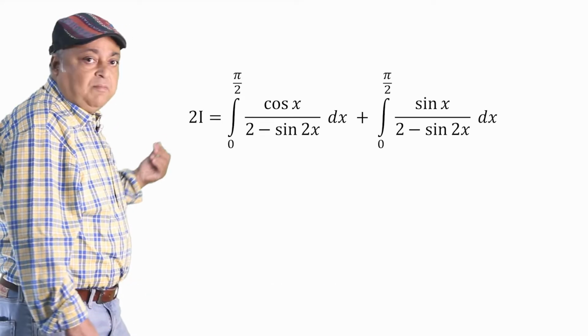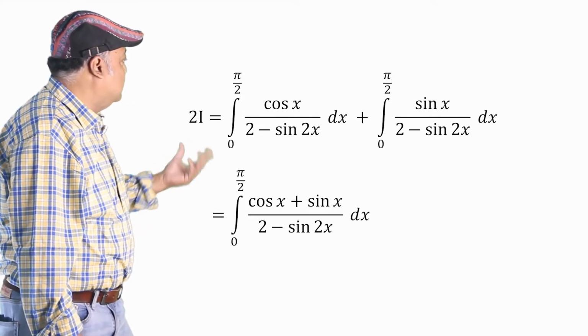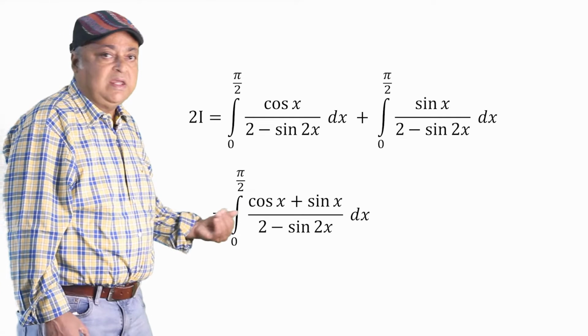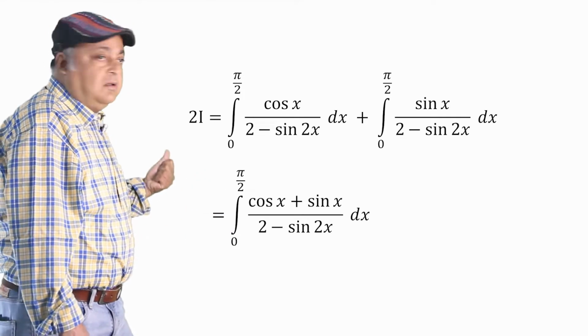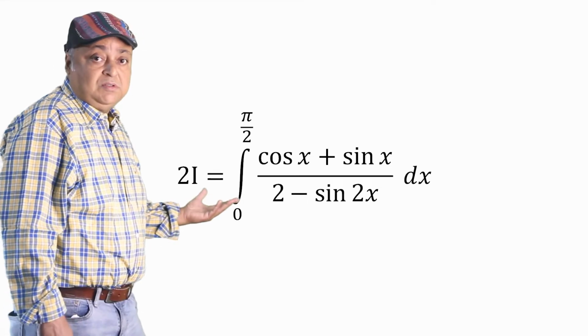Now when we add it up, we add 2I equal to this plus this, we get 0 to pi by 2, (cos x plus sin x) by (2 minus sin 2x) dx, right? Now how to do this?